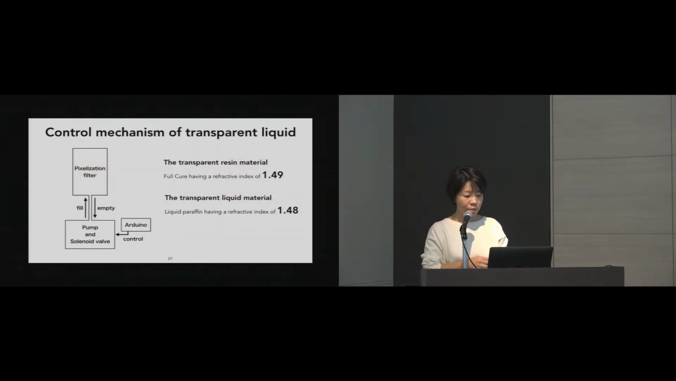The control mechanism of transparent liquid is composed of a tube, a small underwater pump, a photoreflector, and a microcomputer. Liquid paraffin having a similar refractive index of 1.48 is used as a transparent liquid material. The tube connects the bottom of the pixelization filter with a solenoid valve and the underwater pump, which are controlled by the microcomputer.